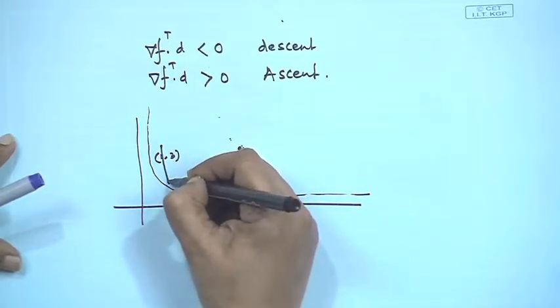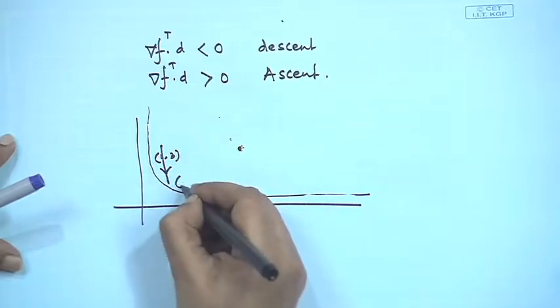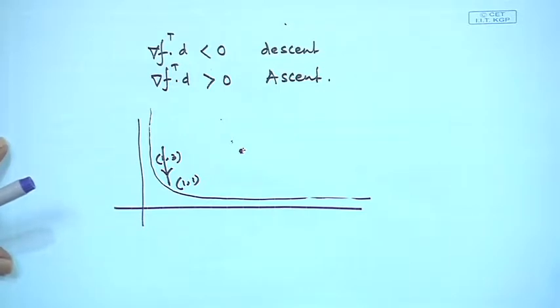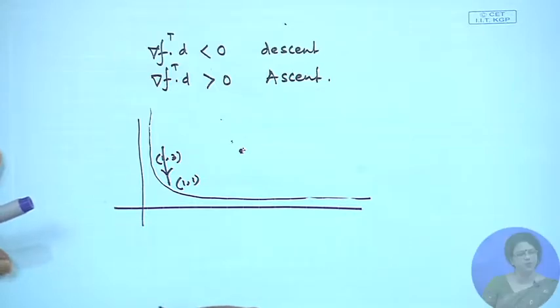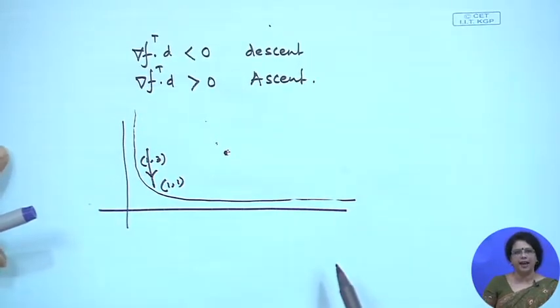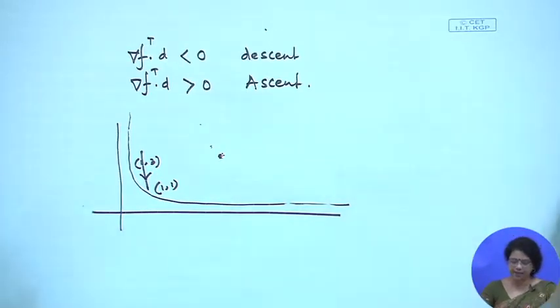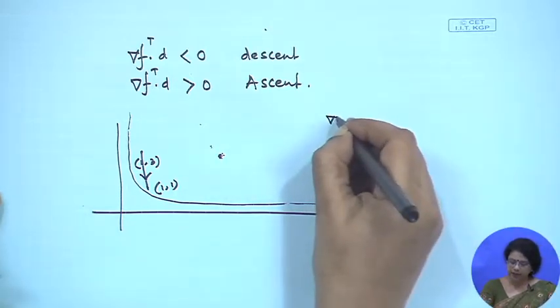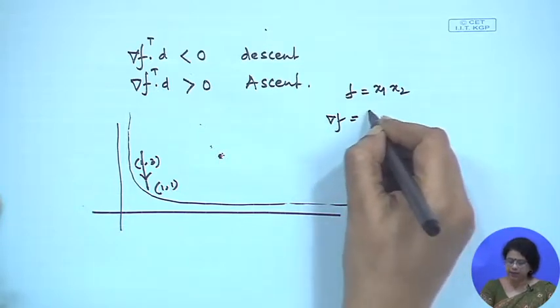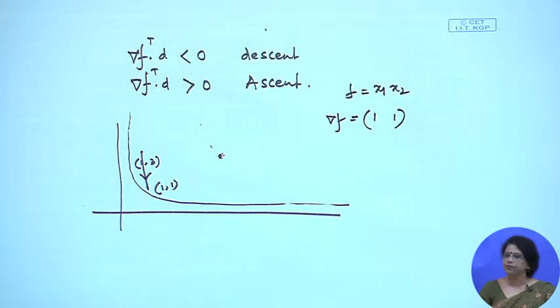It has been said that we have to check, if I move from (1, 3) in the direction (1, 1), whether this is a descent direction for the function x1 x2 or not. Okay? Now, in the descent direction, as we just learned, grad f dot d must be less than 0. That is why let us find out what grad f is. If f is x1 x2, then grad f must be equal to (1, 1). Okay?